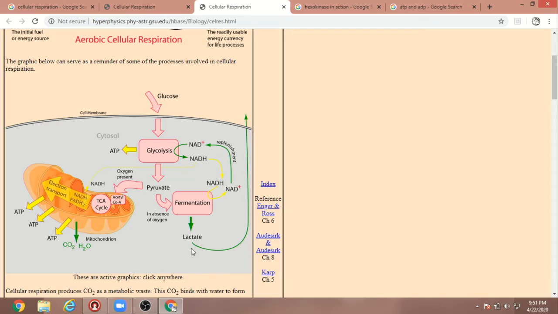Well, now check this out. The reaction we just looked at is the opposite. If you want to get rid of lactate, you use NAD pluses that are available, and you use lactate, and you turn it into pyruvate.